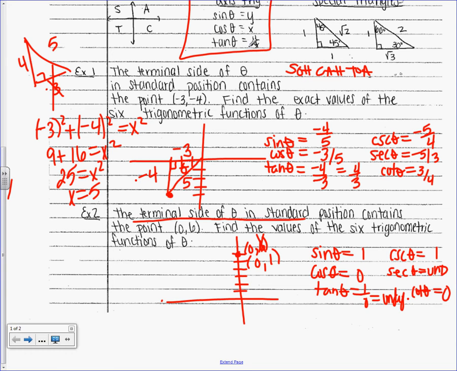Tangent is equal to y over x. So the y is 1, the x is 0. So 1 over 0 is undefined. Anything? Okay. And then when I flip it, it's going to be 0 over 1, which is still just 0.